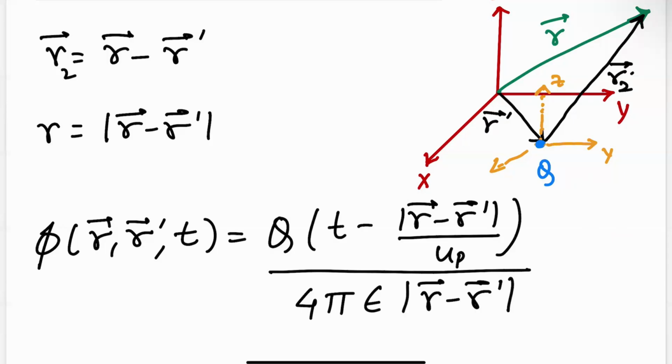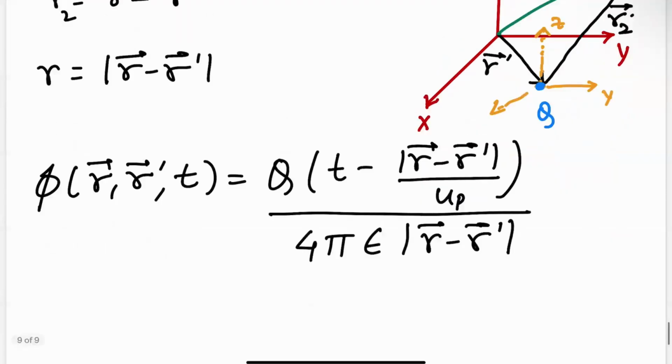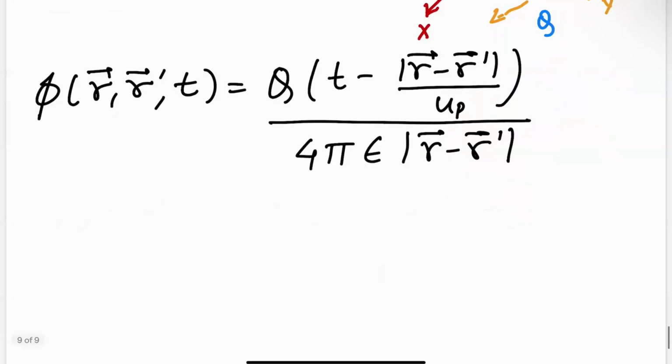And since R prime is now arbitrary, if I want to find it for a general distribution of charges placed arbitrarily in space, then I only have to integrate over R prime. Since everything is linear, I can just integrate over R prime and get the full potential. So the total potential is no longer dependent on R prime, because R prime gets integrated out.